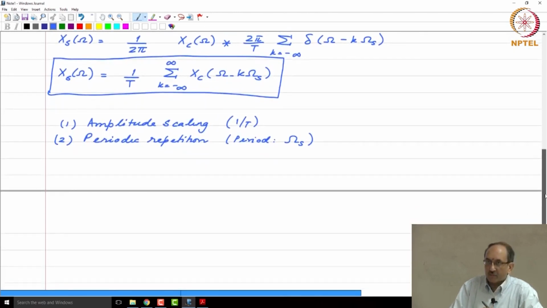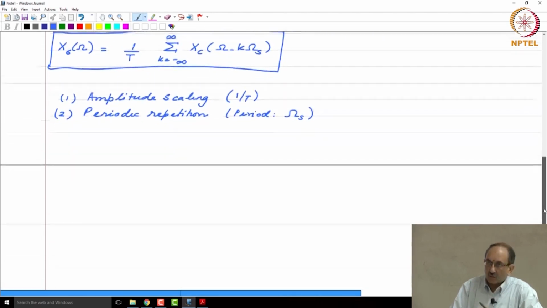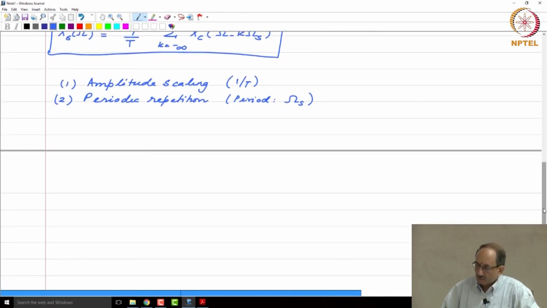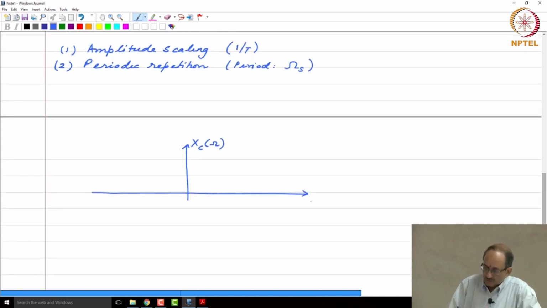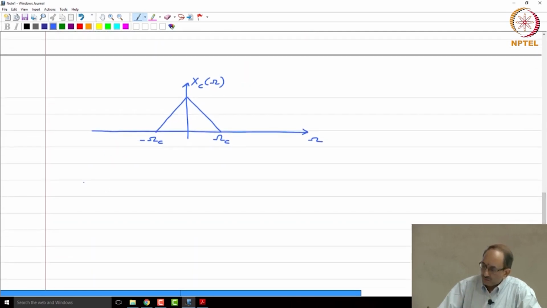So, again, this is all a recap, going over what you have learnt in sampling earlier, and the picture that is normally associated with this is along these lines. So, you have Xc of omega, and this is capital Omega, and you have a function something like this, between minus omega c and plus omega c. So, this is the Fourier transform of the given xc of t.